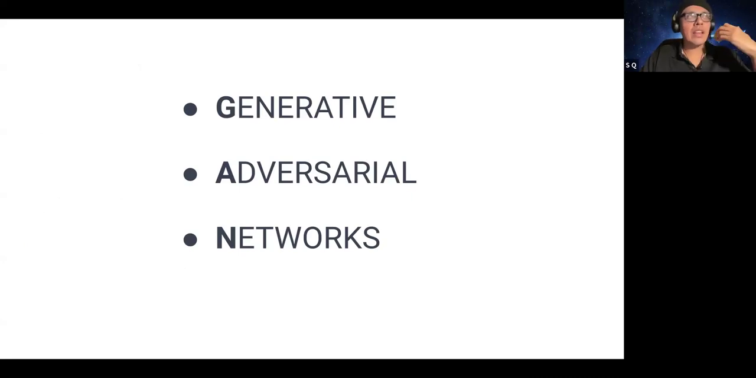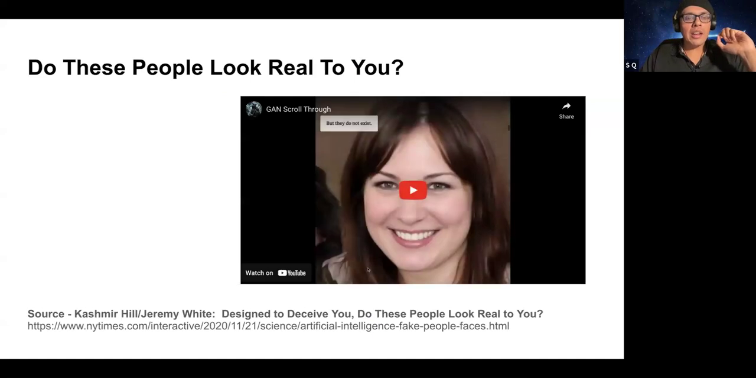And networks, it's referring to the neural network, which is the core AI component that powers all of this stuff. So I will start with a New York Times article that came out in 2020 by Kashmir Hill and Jeremy White.